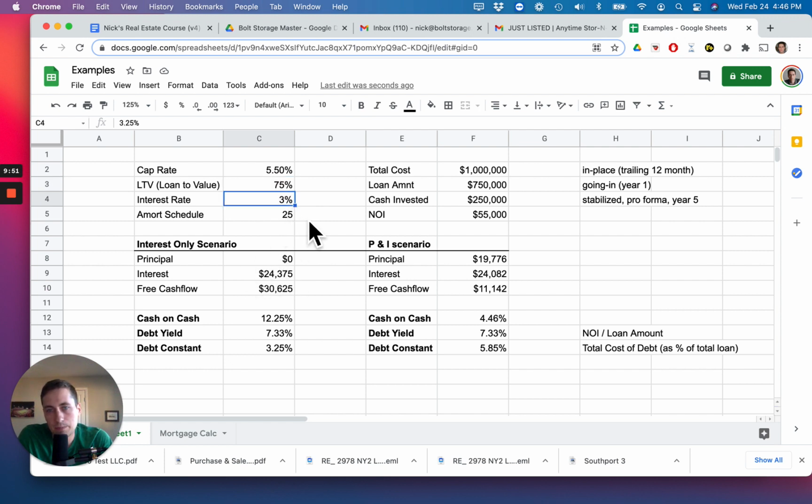Maybe they have a 25-year amortization. Maybe they have a really low interest rate. If the interest rate creeps up, boom, your cash on cash gets crushed. Interest rate's 6%, boom, your cash on cash is getting even more crushed. And if you're forced to pay principal and interest, you're losing money every single month because your debt constant is greater than your debt yield.